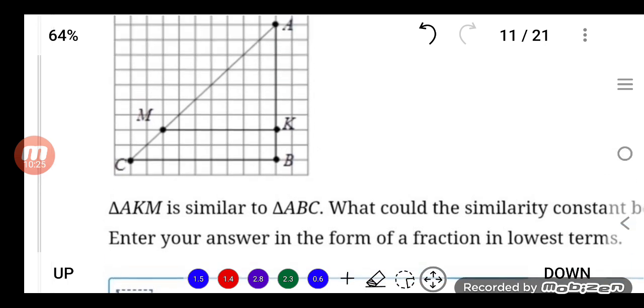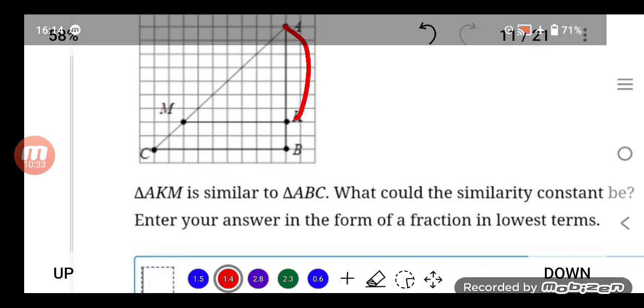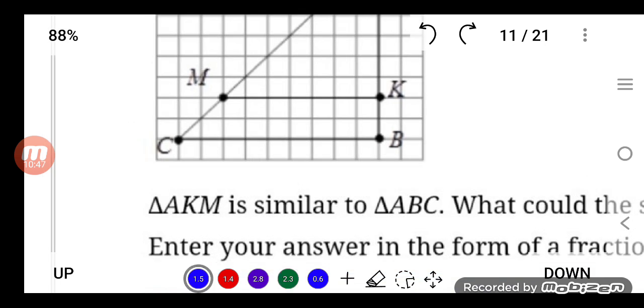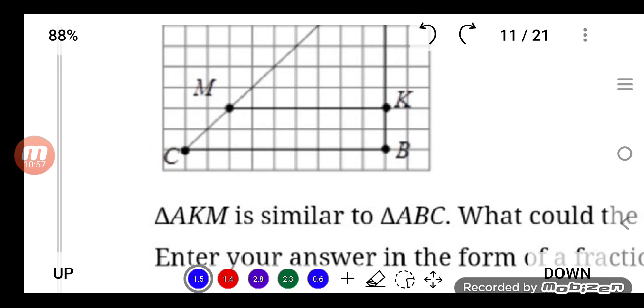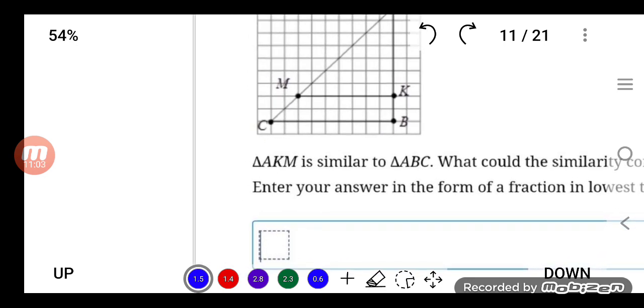AKM is the small triangle. Ratio of similarity is dividing this side by this side, or if you want this side by this side, also this is possible. So let's divide any two corresponding sides and see. This side has 1 2 3 4 5 6 7. This one 1 2 3 4 5 6 7 8 9. So 7 over 9.